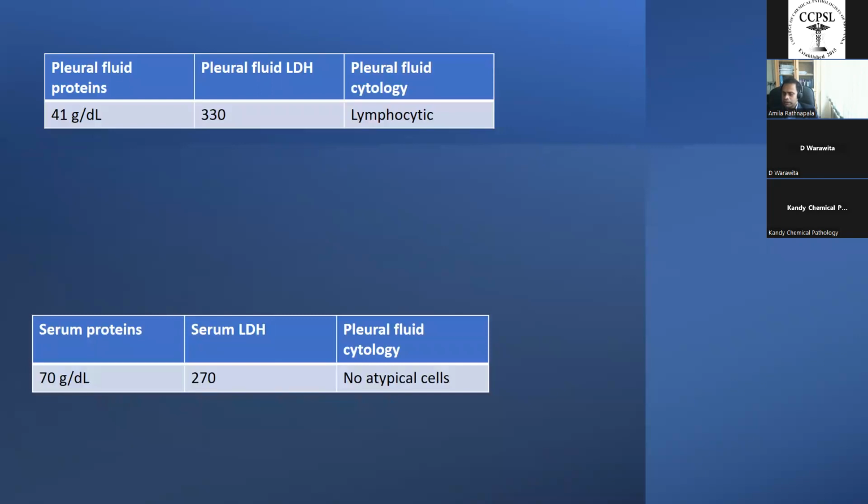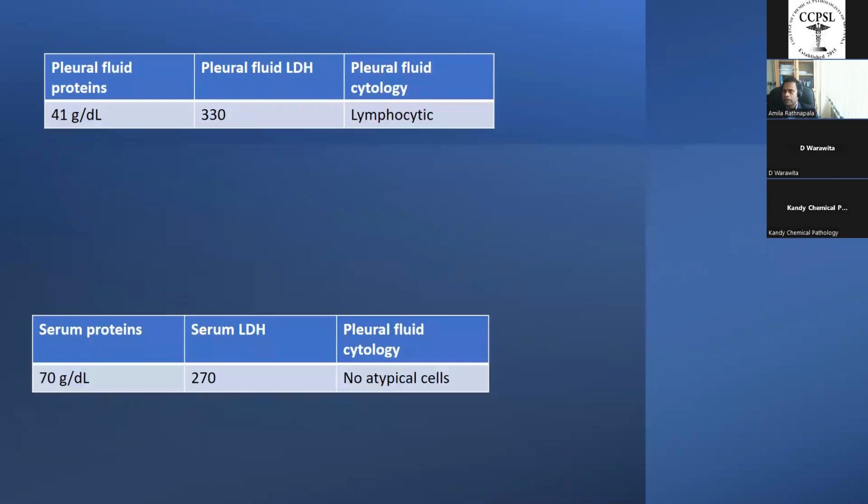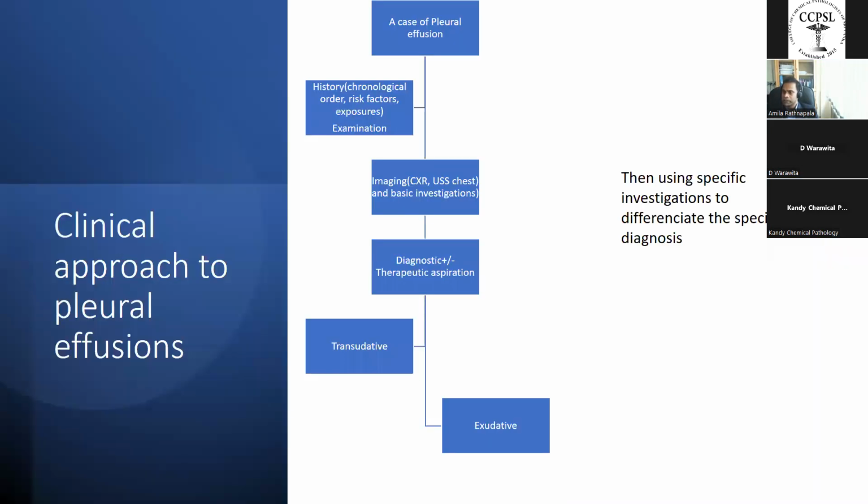So we did our basic analysis. We did pleural fluid proteins, which was high, and the LDH was high. It was lymphocytic, and pleural fluid protein and LDH were compared to serum protein and serum LDH. We know it is an exudative effusion. And in this patient, again, we did a case-based approach. We took a history, and there are risk factors like diabetes, and imaging is suggestive of cavitating lesions with pleural effusion, and we found it's an exudative effusion.